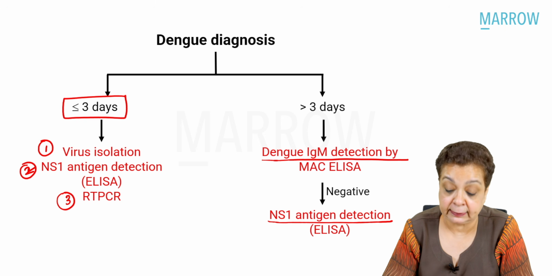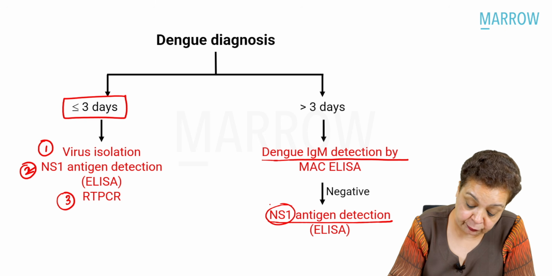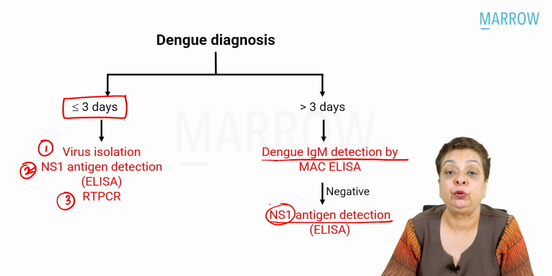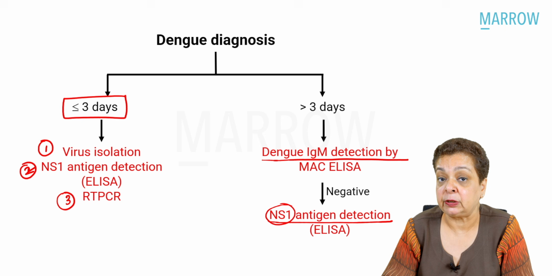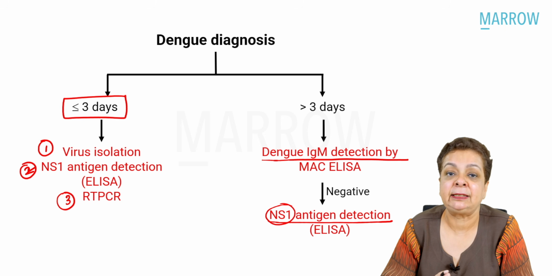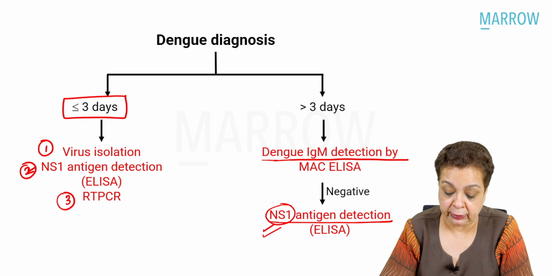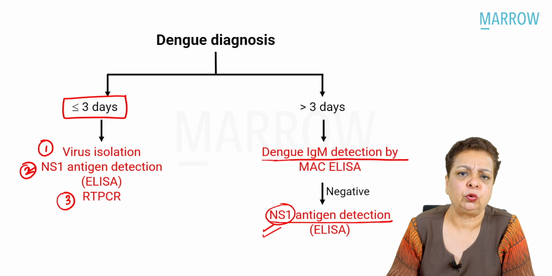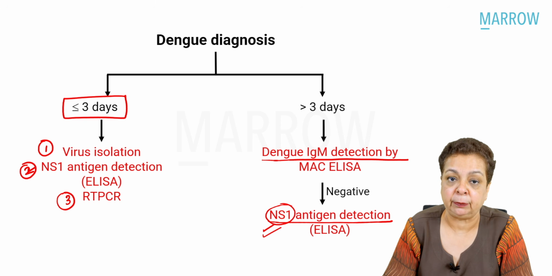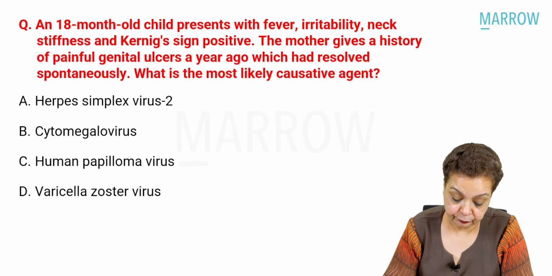Okay, the CDC says that NS1 can be used for diagnosis up to 7 days. Though yes, it is positive in the patient's blood even up to 12 days, but CDC recommendation says you can use this test only up to 7 days. Beyond that, of course, antibodies will definitely appear in the patient's blood.